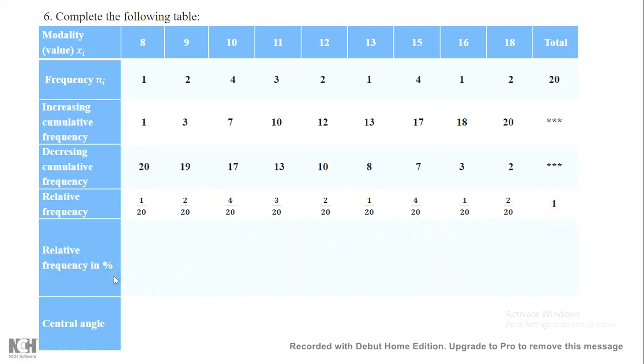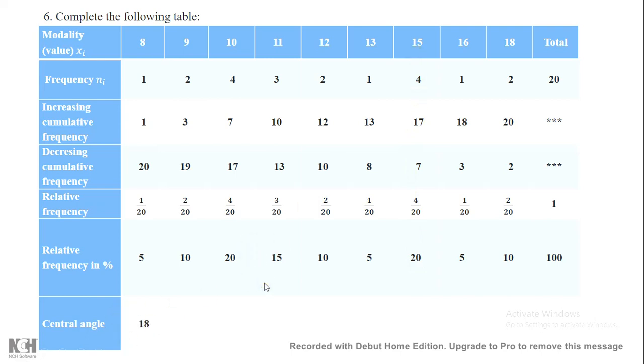The relative frequency in percent will be the relative frequency times 100. Simply multiply this number by 100, this number by 100, and place the answer here. 5 represents the percentage of students whose grade is 8. The percentage 20, let's say, represents the percentage of students whose grade is 15.